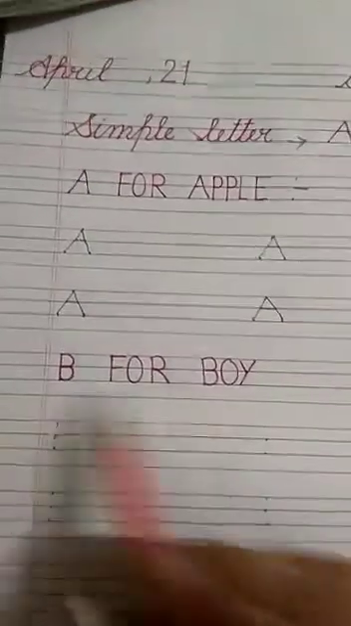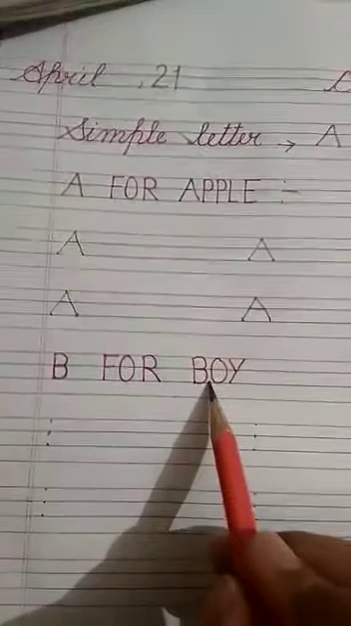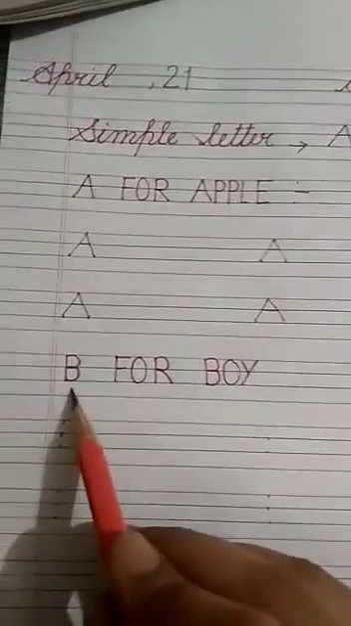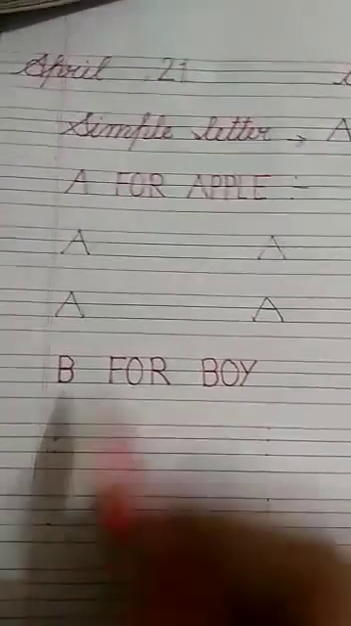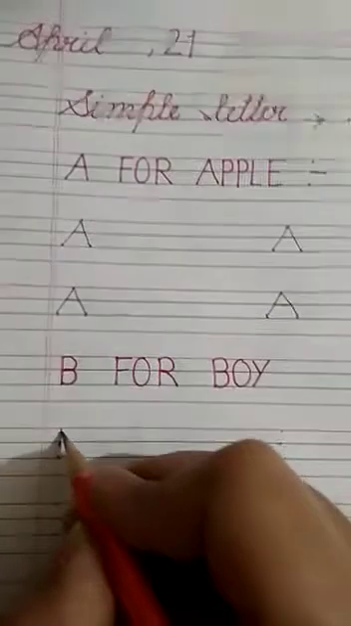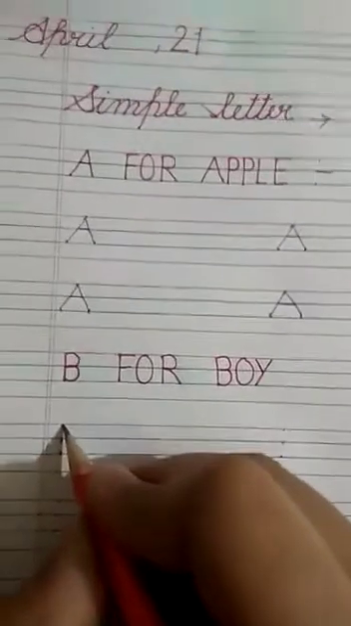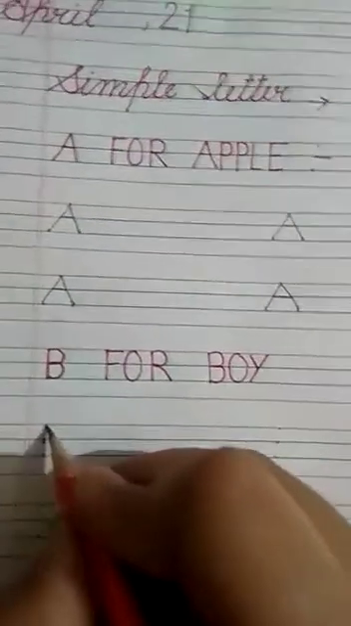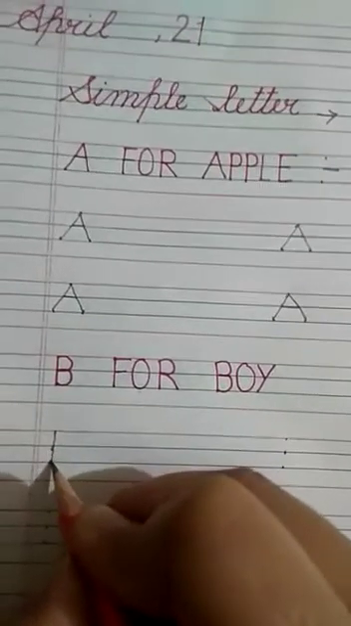Next one is B for boy. B for boy. How to write? Look at the formation. So watch it carefully. Firstly, start from the first line. Make a standing line and touch the third line. Okay.